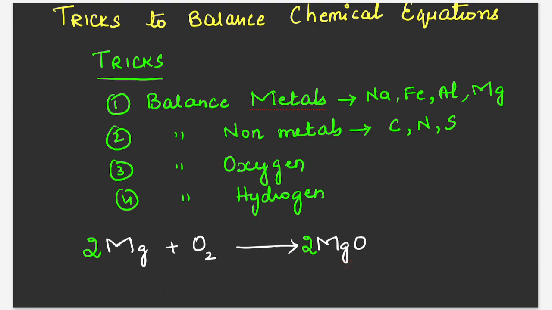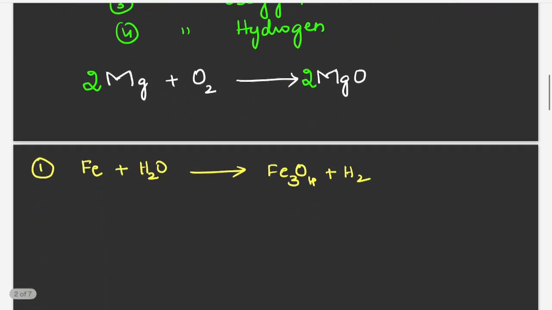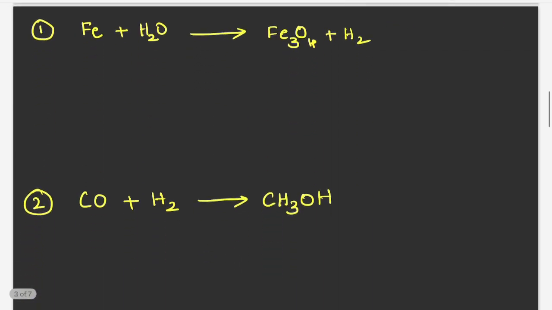Is that clear, students? If you are getting confused about whether a number belongs to magnesium or oxygen: if a number is present in front, this number is for all these atoms, so 2 magnesium and 2 oxygen. Suppose 2 is present as a subscript, then this 2 belongs only to this atom, so 2 oxygen atoms are present. Is that clear? We'll take some more examples so that it becomes clear for you.